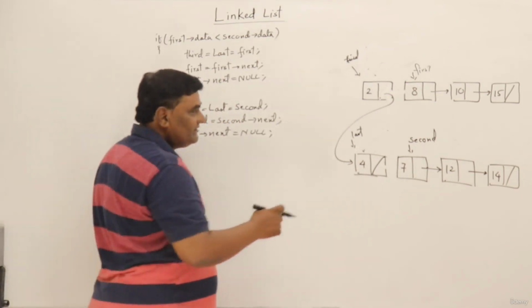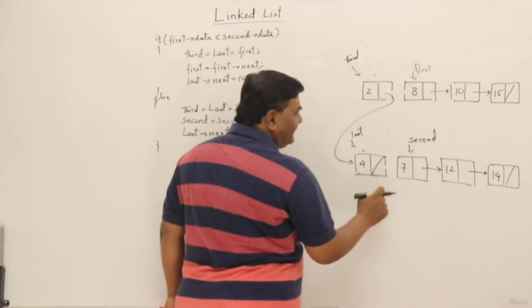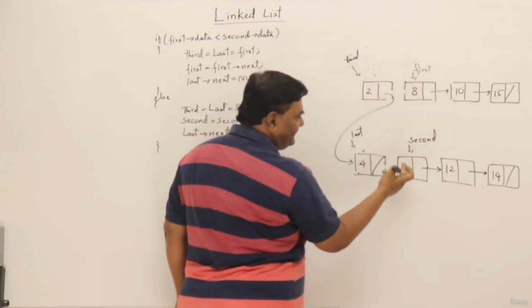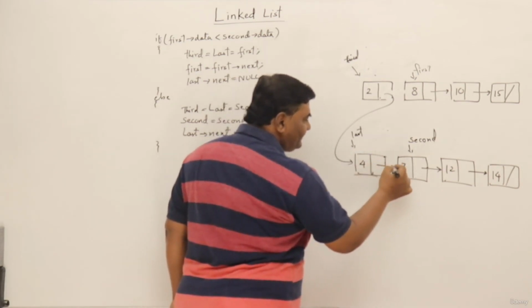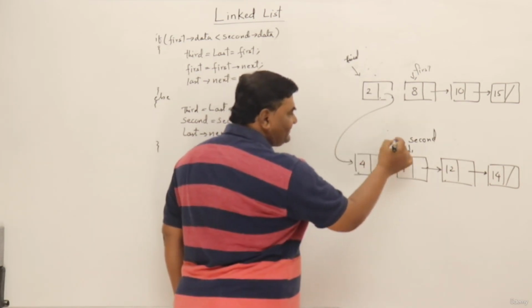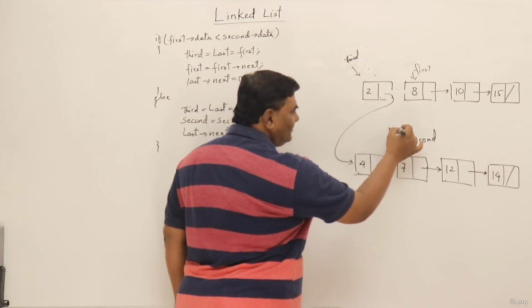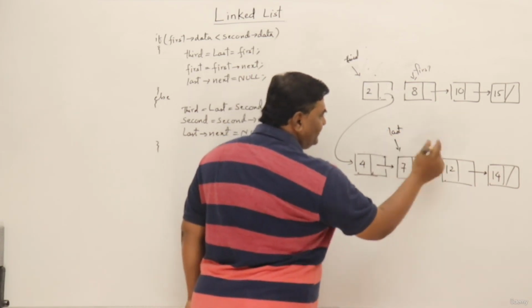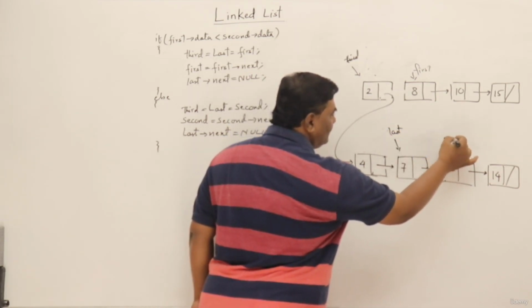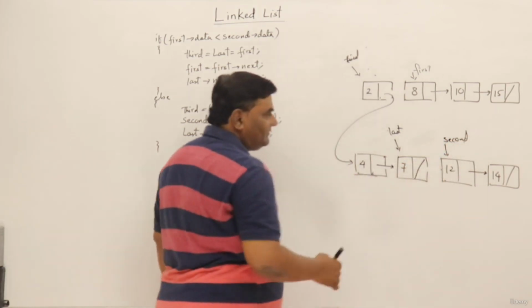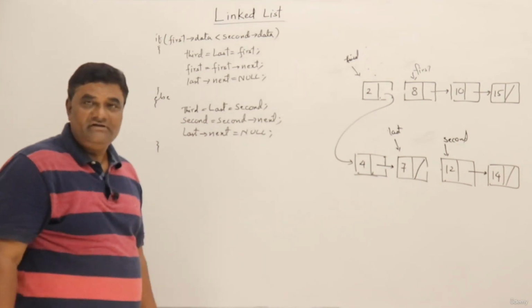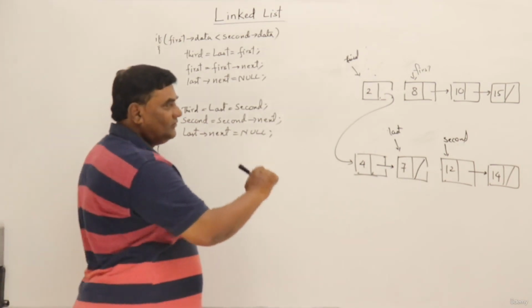Let me repeat once again. Compare first data with second data, which is smaller. That is 8 and this is 7, so this is smaller. So make last next point on this node, bring last upon this node, move second to next node, and make last next as null. This is what we are doing. Again, I'll do one more time.